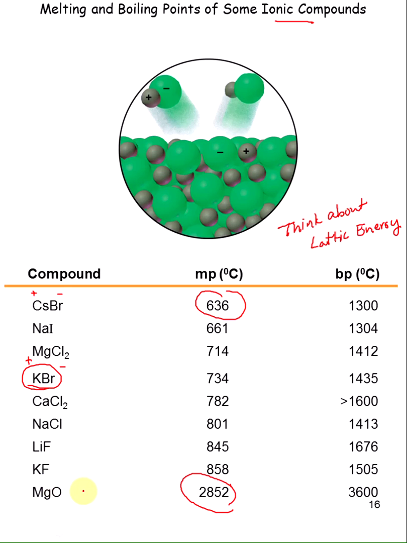Now going to the magnesium oxide, the magnesium has a 2+ charge and the oxygen has a 2- charge. And also the magnesium is pretty small in itself, and the oxygen is also going to be smaller. So the higher charge and the smaller radius give the magnesium oxide a much larger melting point because the lattice energy is much higher. So the larger the lattice energy, the higher the melting point.